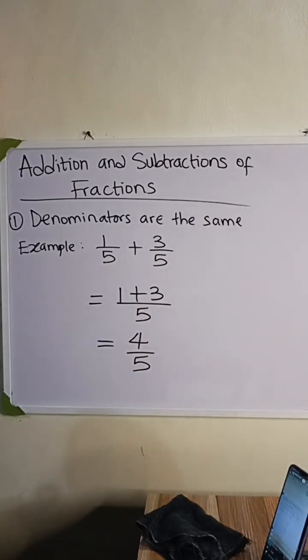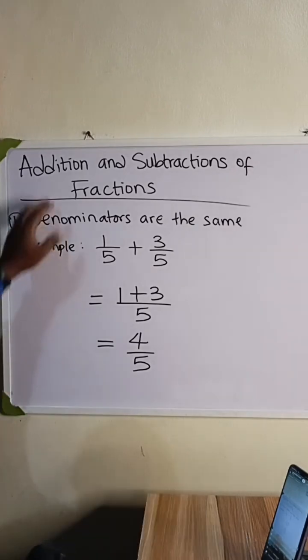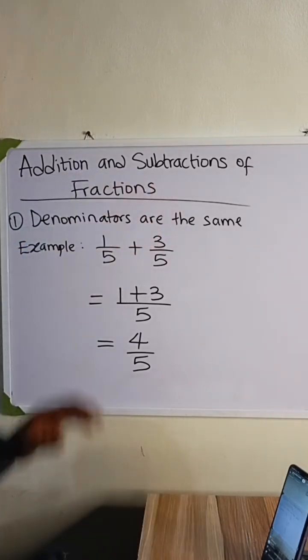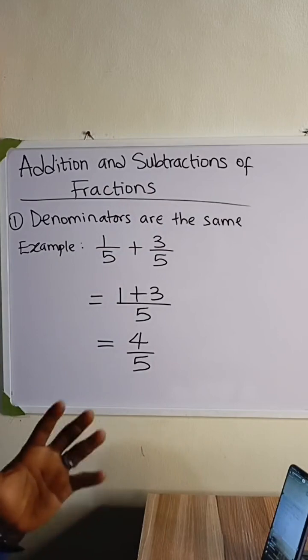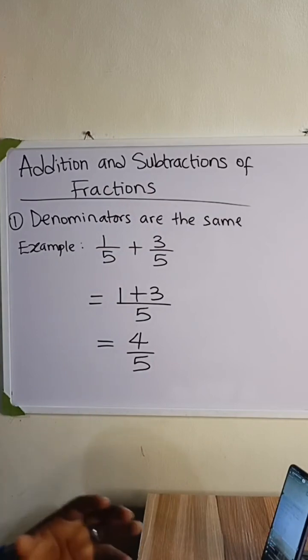Let's look at another example. So remember, we're looking at addition and subtraction of fractions, and we said that two situations occur. The first situation is when the denominators are the same. The second situation is when the denominators are different.